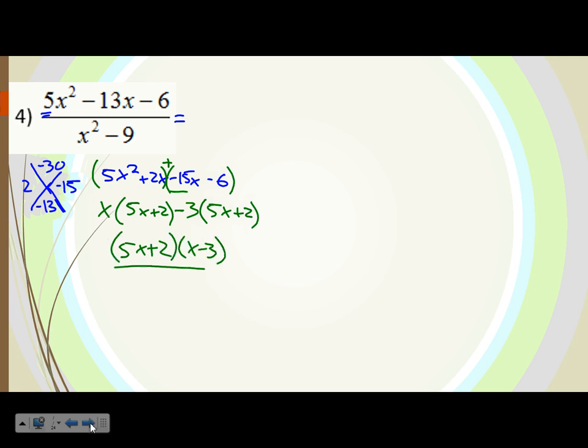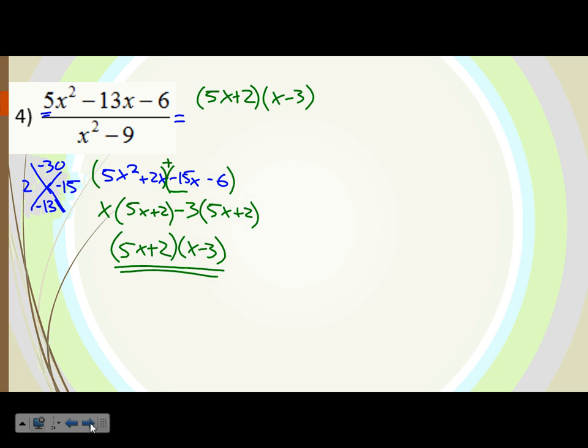I'm hoping that you guys get to a problem like this and you don't like it because it takes some time, a little extra time, but I'm hoping you guys know how to do it. It's pretty easy, it just takes a while. So our numerator is 5x plus 2 times x minus 3.